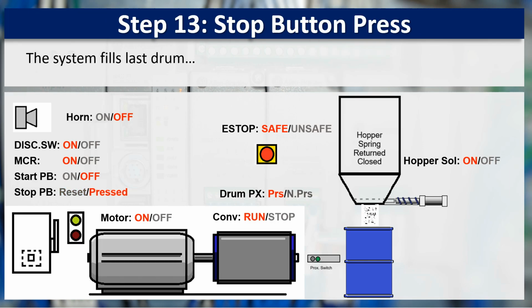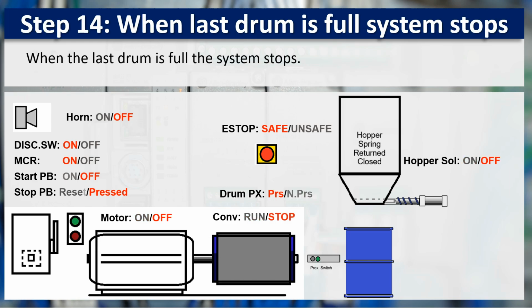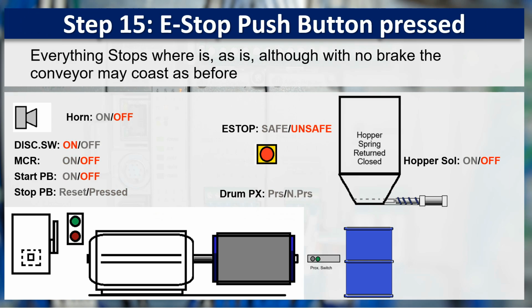If the stop button is pressed, the system will continue to fill the last drum. When the last drum is full, the system stops. This is not to say that it has been completely disconnected. It just means that the motor shuts down and it's ready to be started again by hitting the start button. However, at any time, if the E-stop push button is pressed, everything stops where it is as is. Although with no brake, the conveyor may coast as before.